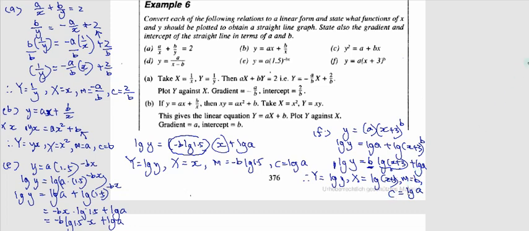Oh, sorry. This C should be the small c. Okay? That's it. Hopefully you can grasp it.